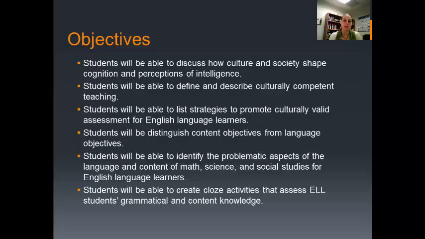I went through the problematic aspects of language and of content for math, for social studies, and for science. These should make you aware of some of the aspects that you should be more explicit about with your English language learners. And lastly, you learned how to create closed activities to assess students' grammatical knowledge and also their content knowledge. Very important for English language learners in the content areas.